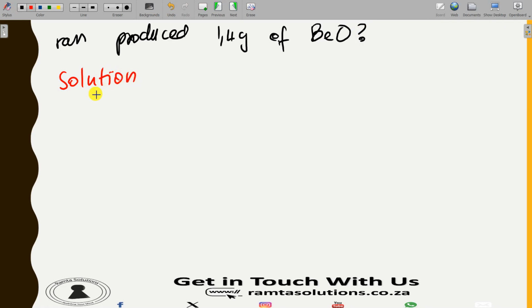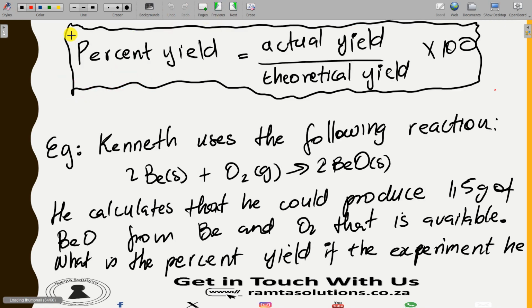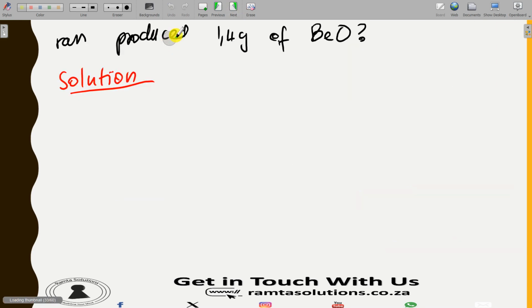Okay, let me do this. So let's go back. Now we have key points here. Kenneth uses the following reaction. He calculates, highlight this, he calculates that he could produce 1.5 grams. So what is this? And then I'll be back to this. And then what is the percent yield if the experiment produced 1.4 grams?